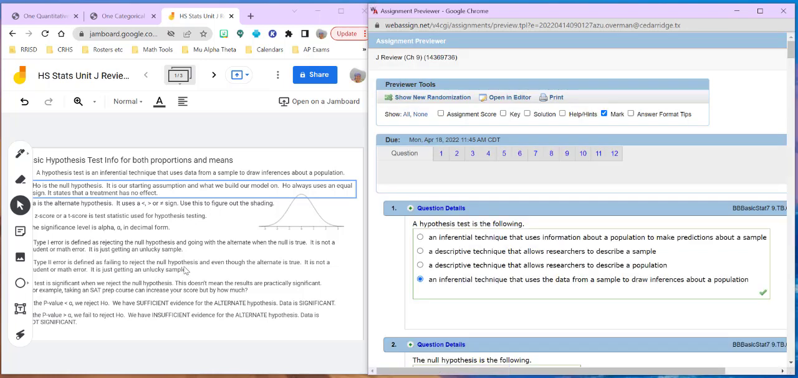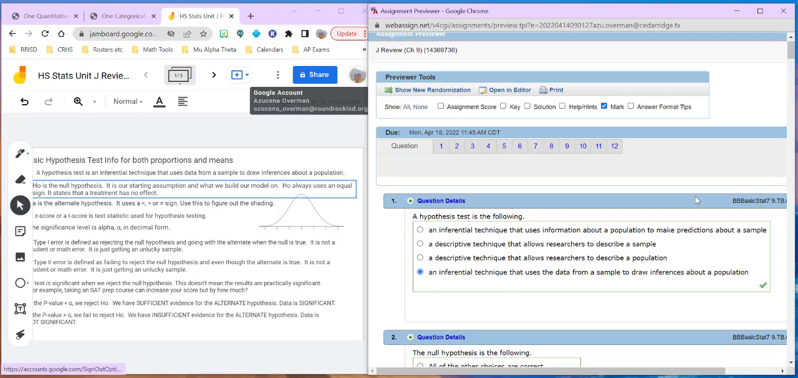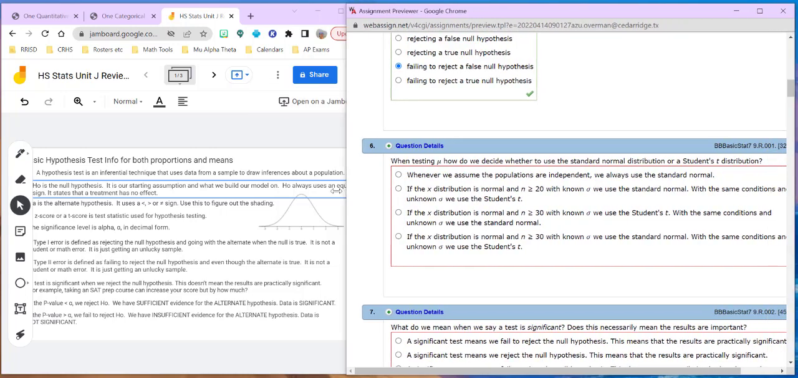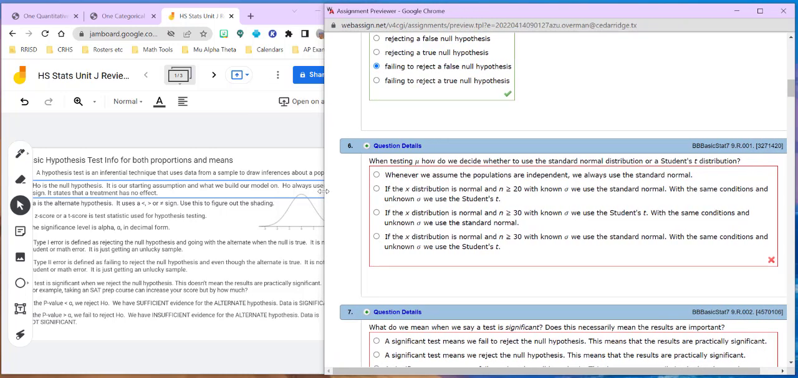Type 2 is when, the way I like to describe it is you have two hypotheses. The null is the first one and the alternate's the second one. Type 1 error is when the first one's true, but you think the second one is true. And a type 2 is when the second one's true, but you think the first one's true. Okay, this is going off screen, so let's go ahead and move that way.